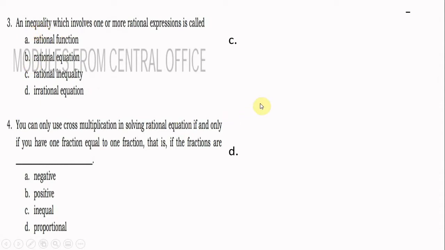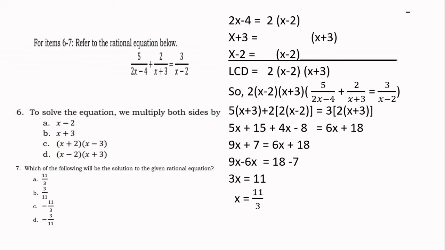Next, number four, you can only use cross multiplication in solving a rational equation if and only if you have one fraction equal to one fraction. That is, if the fractions are proportional. Proportional. For items number 6 to 7, refer to the rational equation below.